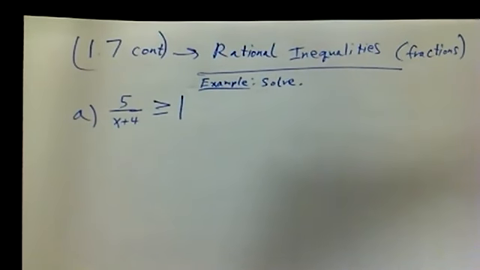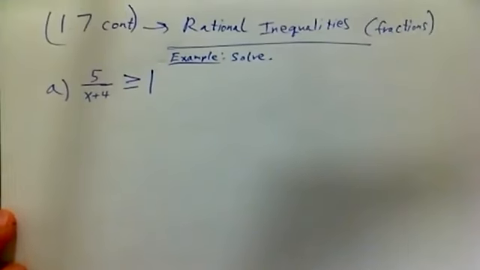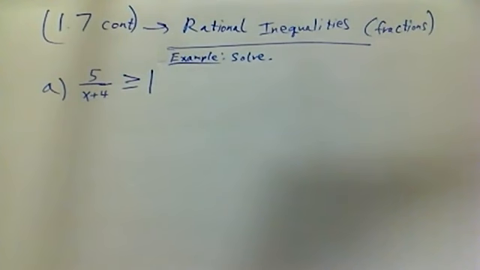So to finish up 1.7, we have rational inequalities, which we're going to treat just like the higher order inequalities. Okay? So suppose I want to solve this: 5 over x plus 4 is greater than or equal to 1.